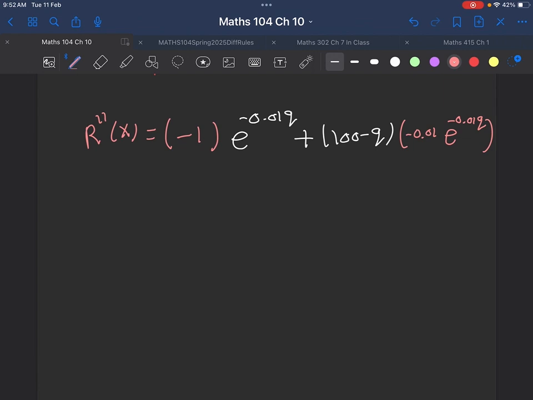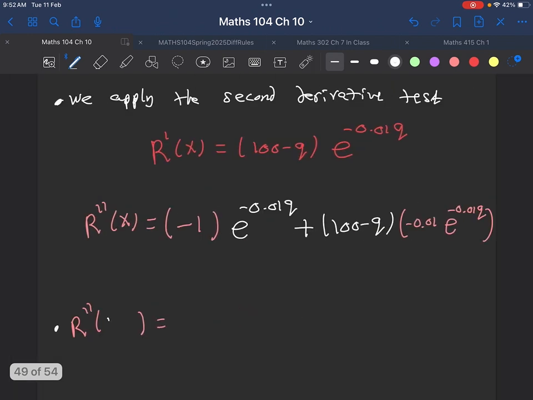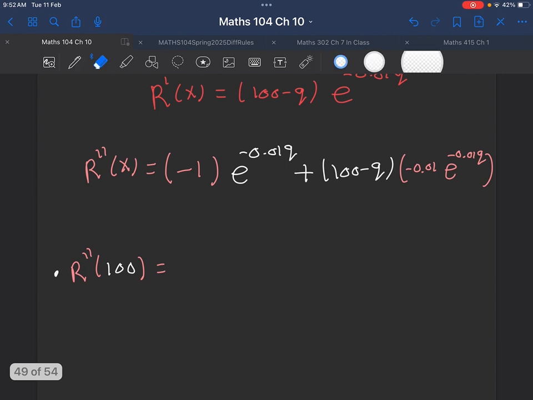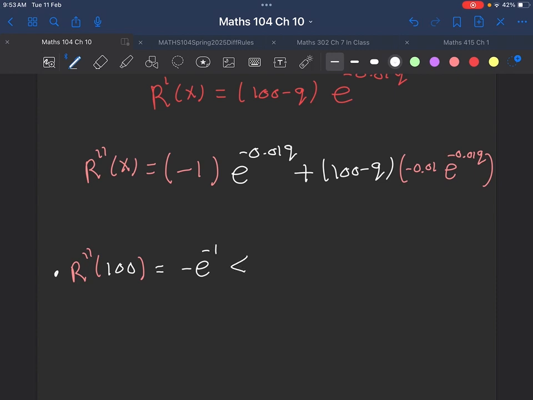And that's it. That's what we get. Do we need to simplify this one? The answer is no. We don't need to simplify it. Why? Because all I need from this one is that I substitute the critical number I found, which was 100. So all you need to do, take your calculator, write 100, and see what you get. The answer will be just, without finding the exact answer, minus e to the minus 1, which is definitely less than 0.